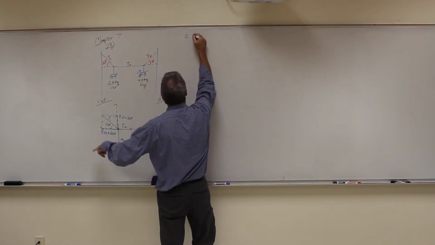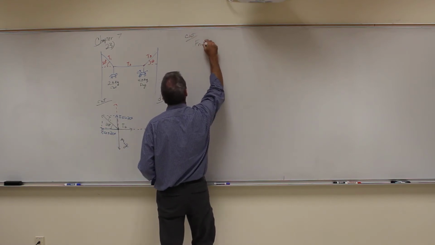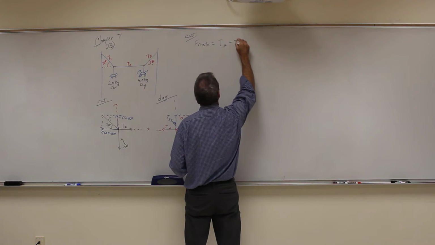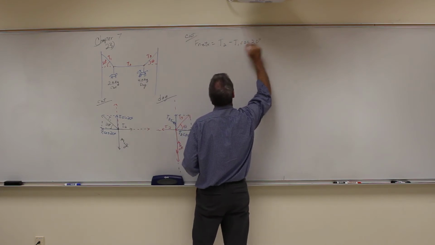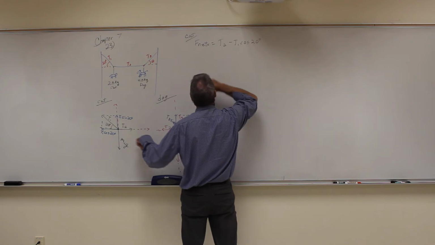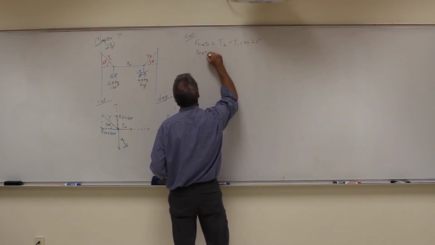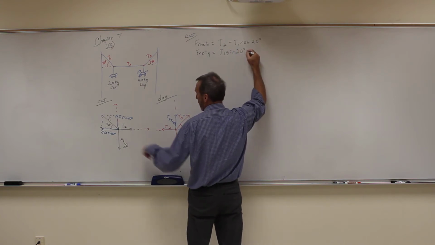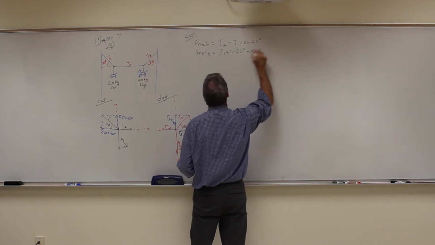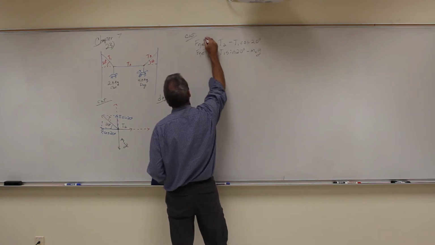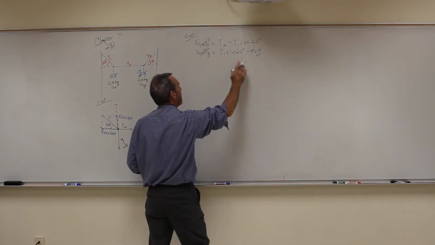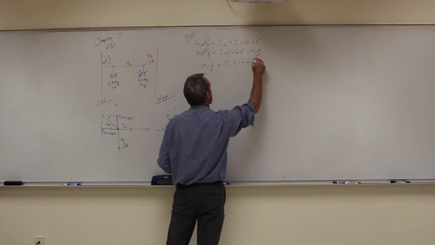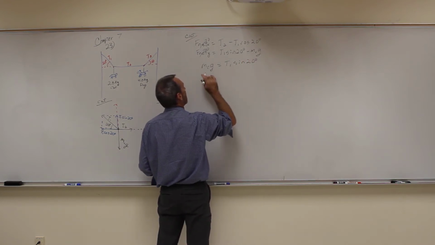So for the cat, I'm working off of this one, F net x is going to be equal to T2 minus T1 cosine 20 degrees. And for F net y, I'm going to have T1 sine of 20 degrees minus the mass of the cat times gravity. Well, look at this. Both of these are 0 because it's in equilibrium. So I can move this to this side and get the mass of the cat times gravity is equal to T1 sine of 20 degrees. And so I can now solve this for T1.